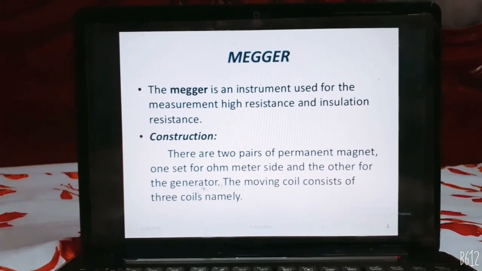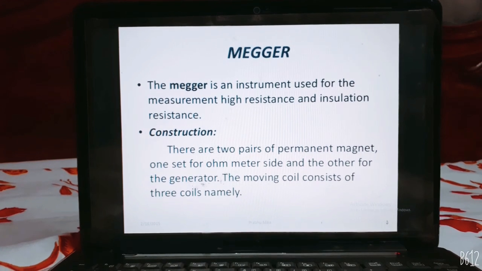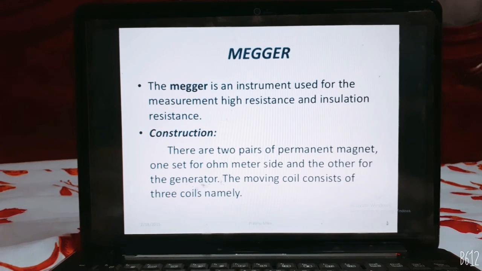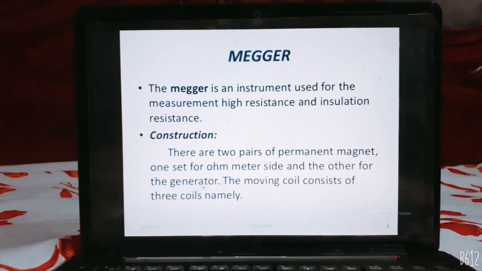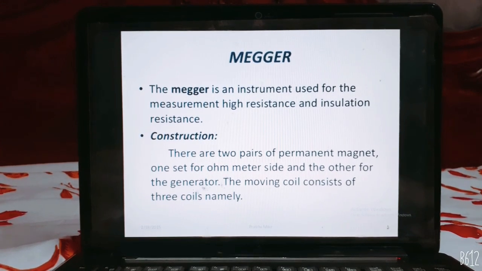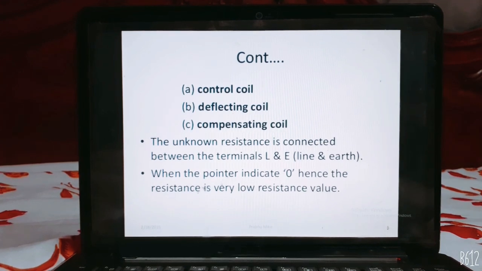Then Megger. The Megger is an instrument used for the measurement of high resistance and insulation resistance. There are two pairs of permanent magnet, one set for the ohm meter side and the other for the generator. The moving coil consists of three coils. They are control coil, deflecting coil, compensating coil.